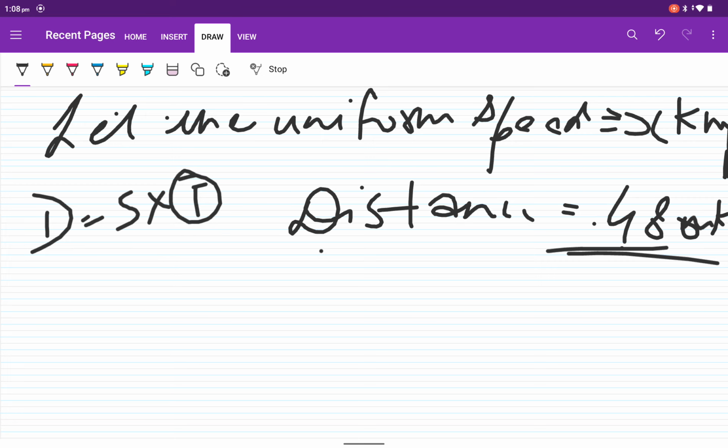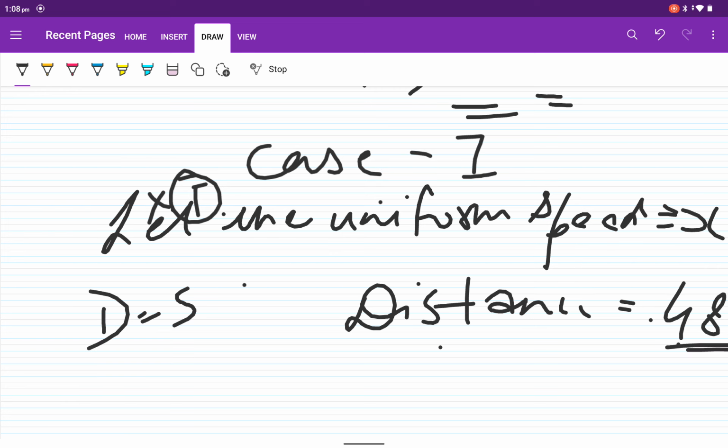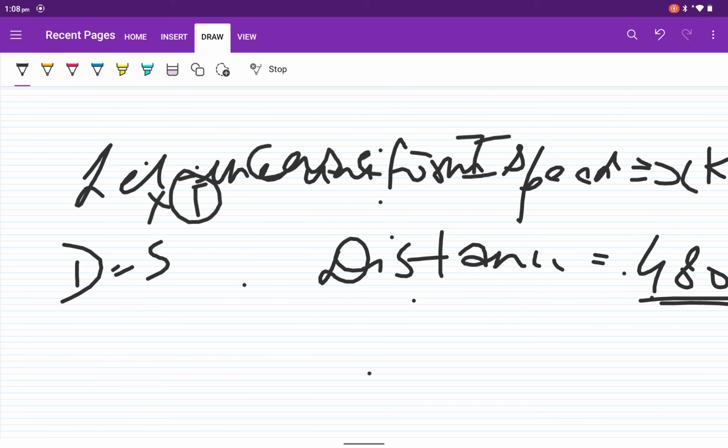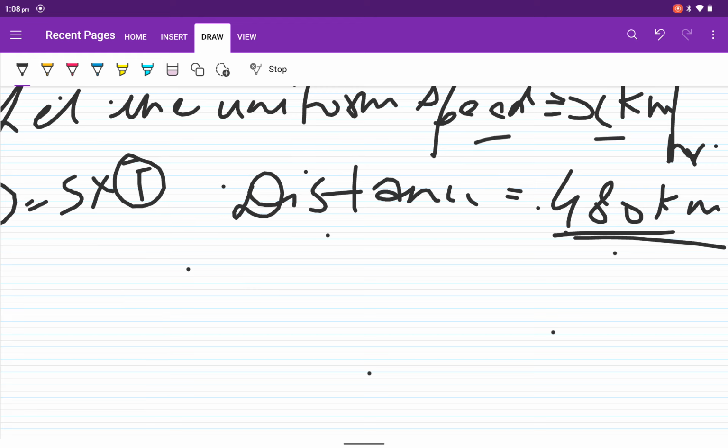In this case we have to find the time. Suppose this is your case 1, because a train travels a distance of 480 km at a uniform speed. So I have taken the uniform speed as x kilometer per hour. I have not changed it, and the distance is the same, 480 km. So what will it say?